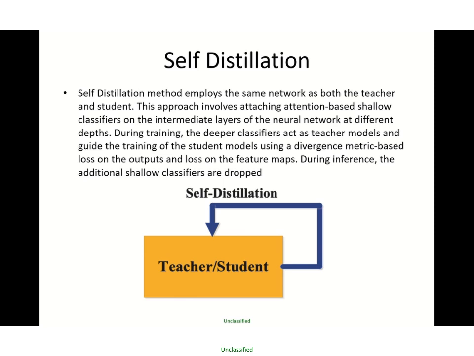Now here, the same model is used as the teacher as well as the student, but the difference comes at the different layers within the neural network, whereby intermediate layers of the neural network act as the student model, and then deeper layers act as the teacher model.